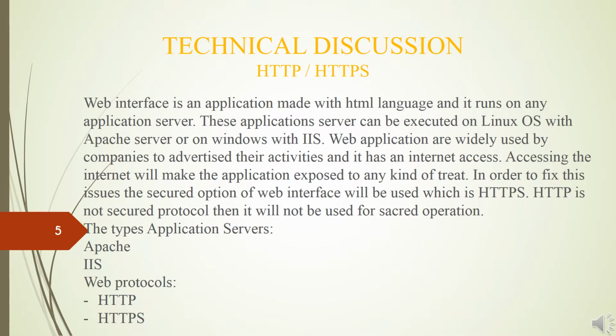So what is the difference between HTTP and HTTPS? HTTP is unsecure and HTTPS is secured. HTTP uses port 80 to communicate. HTTPS uses port 443. And no certificate is required for HTTP. But for HTTPS, we need an SSL digital certificate. And there is no encryption in HTTP, but in HTTPS, data is encrypted before sending and receiving.